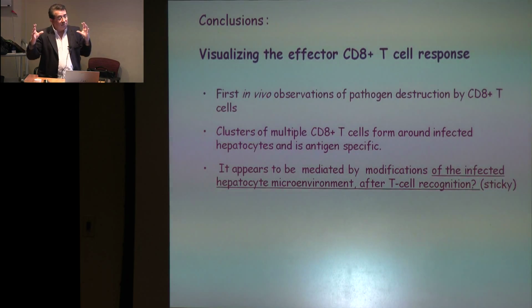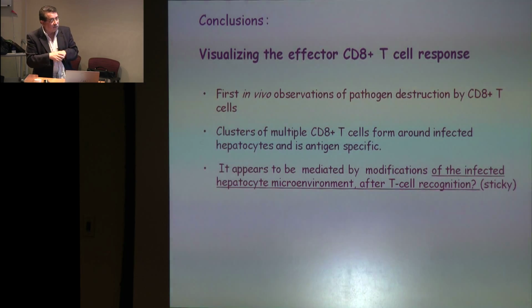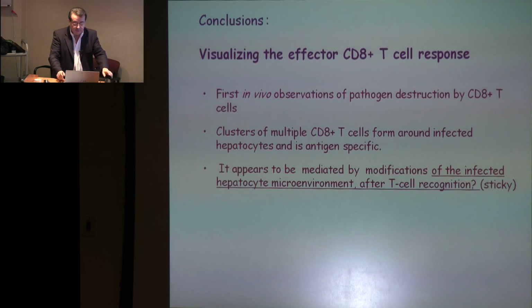Something is happening in the environment of the infected hepatocyte that makes it sticky or attracts the CD8 cells, so they go there, and you can see 10 or 15 cells which surround the hepatocyte, and eventually one of these cells is going to kill the parasite. We don't know which one. That is what we see more often.